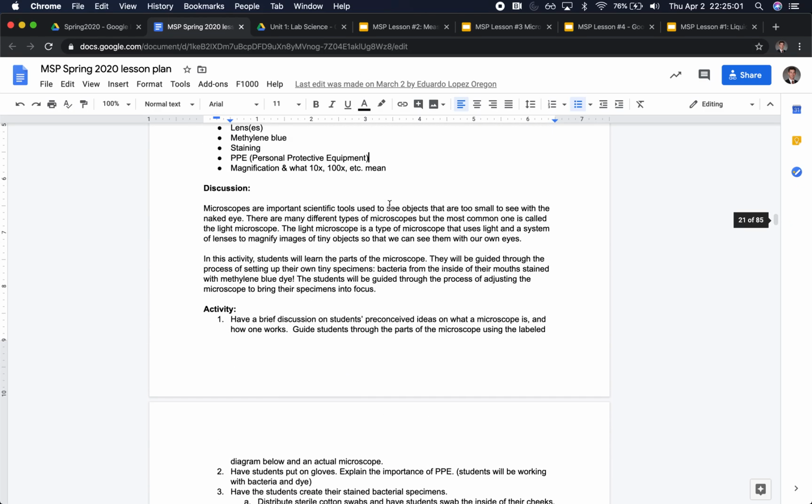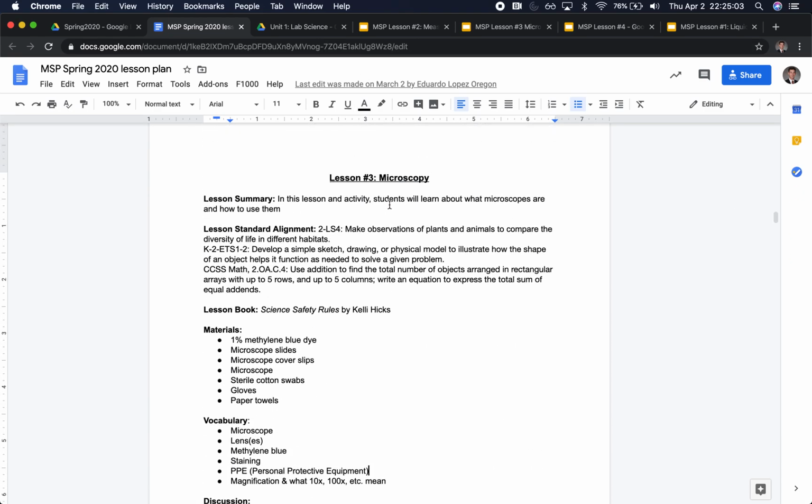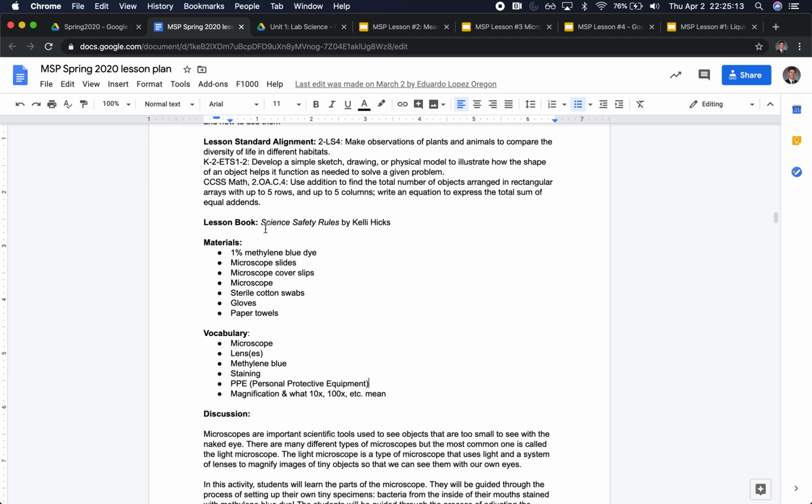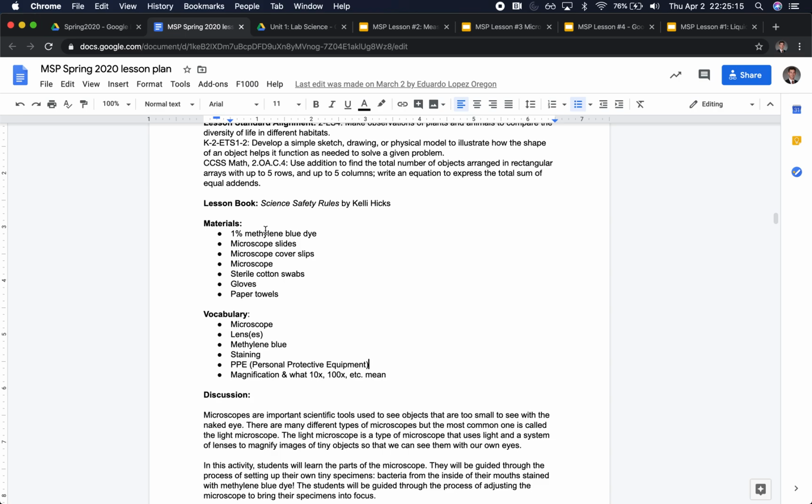And then for cleanup, you have to be careful because the methylene blue does get on the desks, and it's really hard to come off. So I put a bed of paper towels down under the microscopes just to make sure that nothing spilled.